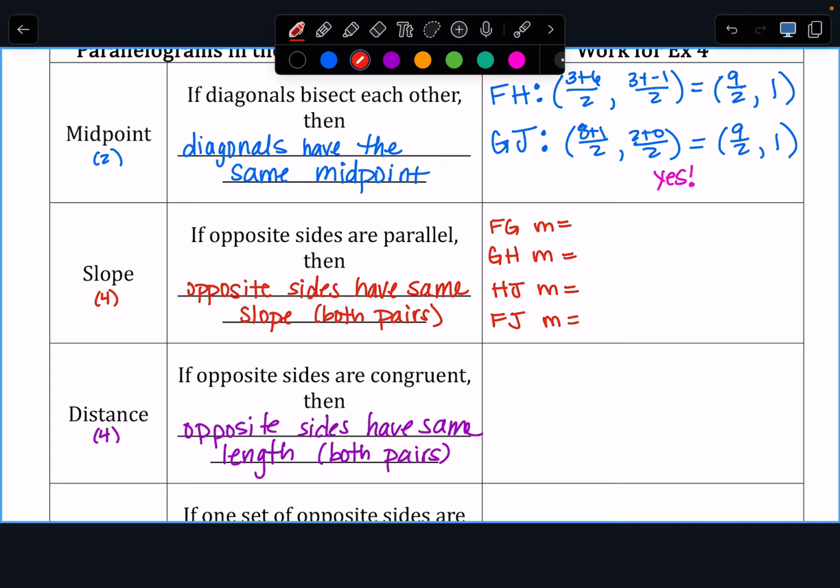Okay, so here's what I'm going to have you do. Blue table, FG. Okay, purple and yellow, GH. Okay, red and teal, HJ. Green table, FJ. Find me the slope, please. Y2 minus y1, rise over run, over x2 minus x1. Yep, here's the slope formula to help you out.